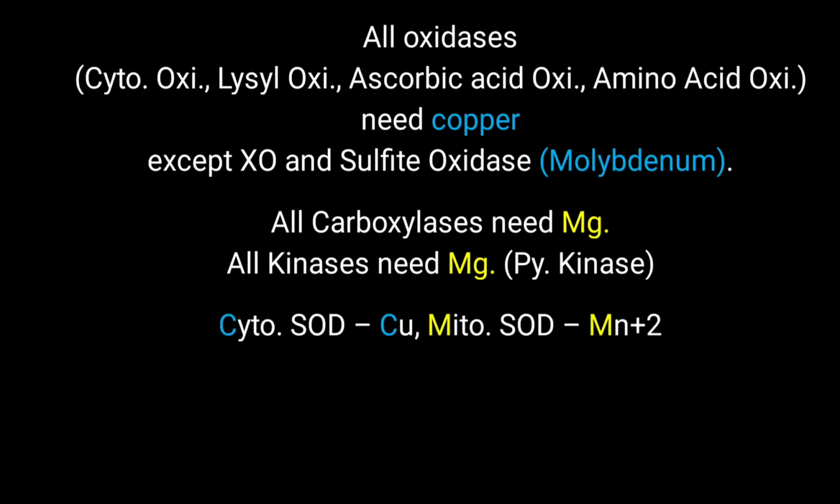Further, one more important metalloenzyme which is frequently asked in MCQs is cytoplasmic superoxide dismutase and mitochondrial superoxide dismutase. This enzyme, superoxide dismutase, is present on both sides, cytoplasm as well as mitochondria. But cytoplasmic superoxide dismutase utilizes copper, while mitochondrial superoxide dismutase utilizes manganese. So you have to remember C for cytoplasm and C for copper. So cytoplasmic superoxide dismutase will utilize copper, while mitochondrial superoxide dismutase will utilize manganese.